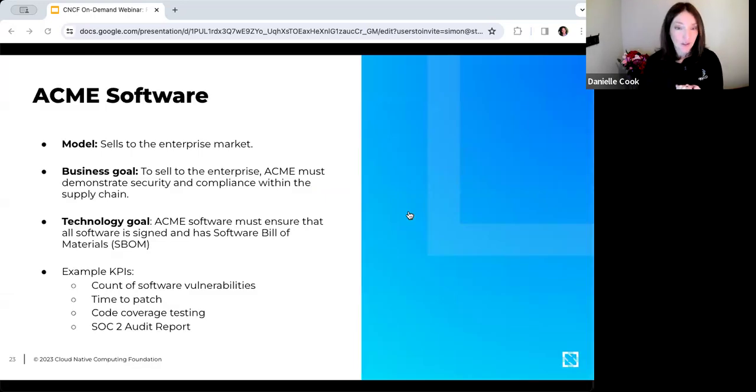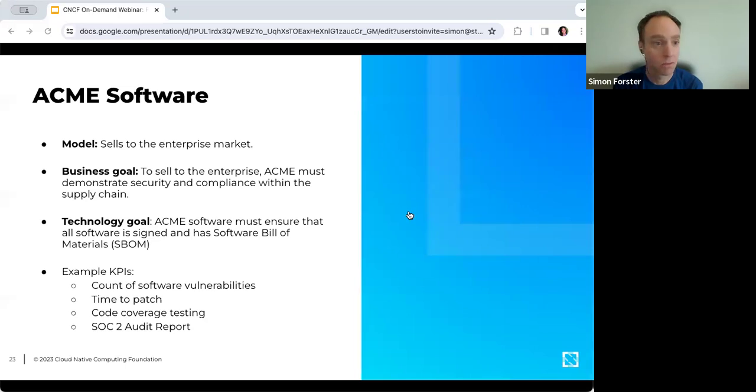So the first example, we have Acme Software. Acme sells to the enterprise market. Their entire business goal is to sell to this market, but in order to do that, they must demonstrate security and compliance within the supply chain. So they're using KPIs like zero policy violations. So the business knows, hey, in order to sell, we need to check off all of this. So Simon, talk to us about the tech goals.